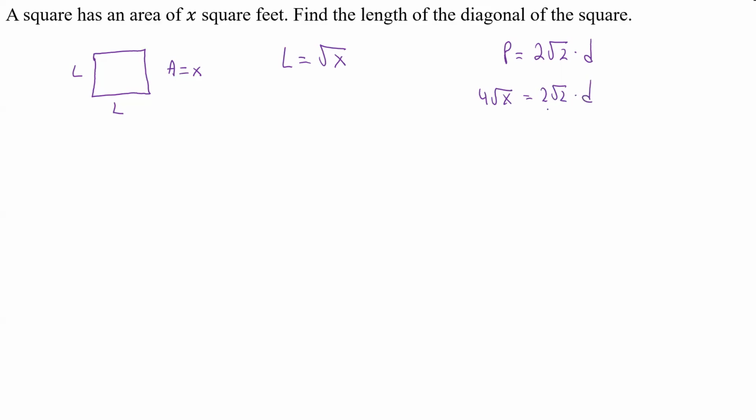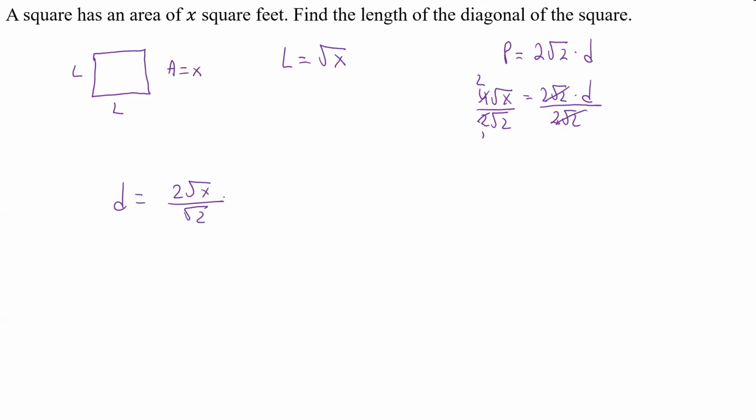Now we will solve for d, so we're going to divide by 2 square root of 2. So those are gone over here. Now here, 2 goes in here once, 2 goes in here twice. So now what we have is d is equal to what? 2 square root of x over square root of 2.